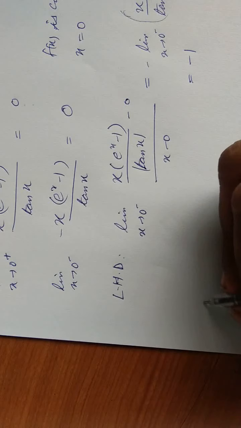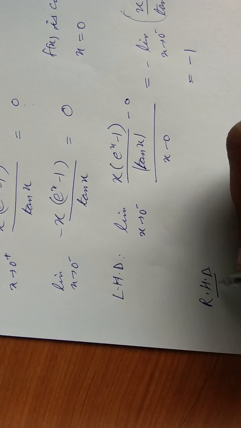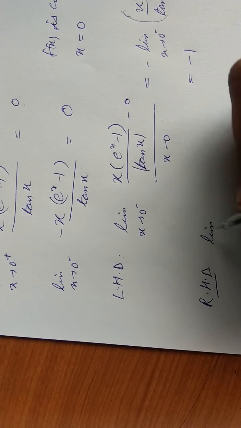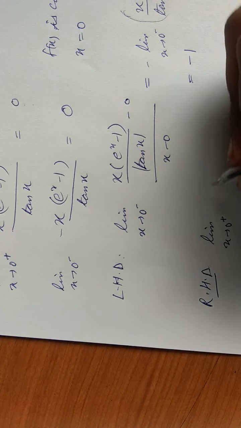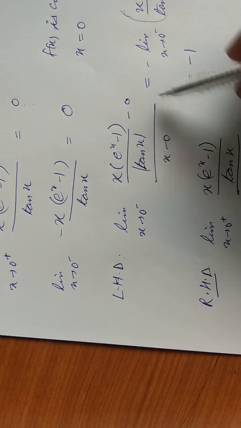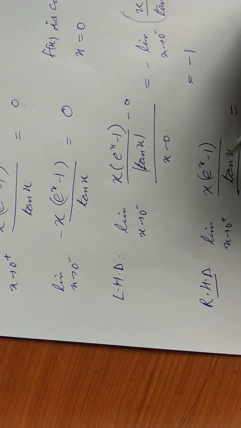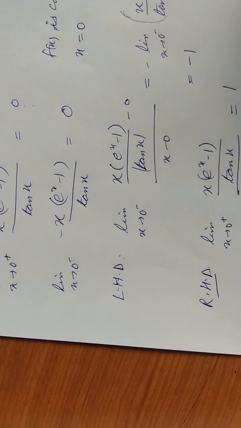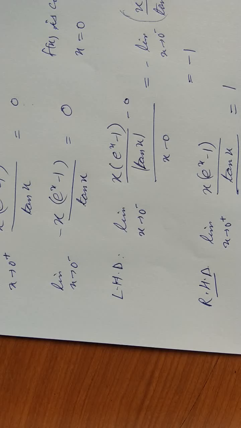Now let's calculate RHD. Limit x tends to 0 positive. We can directly write it down since there's just a change of minus sign. If the above limit is minus 1, this limit would be plus 1. So since LHD is not equal to RHD, the function is not differentiable at x equal to 0.